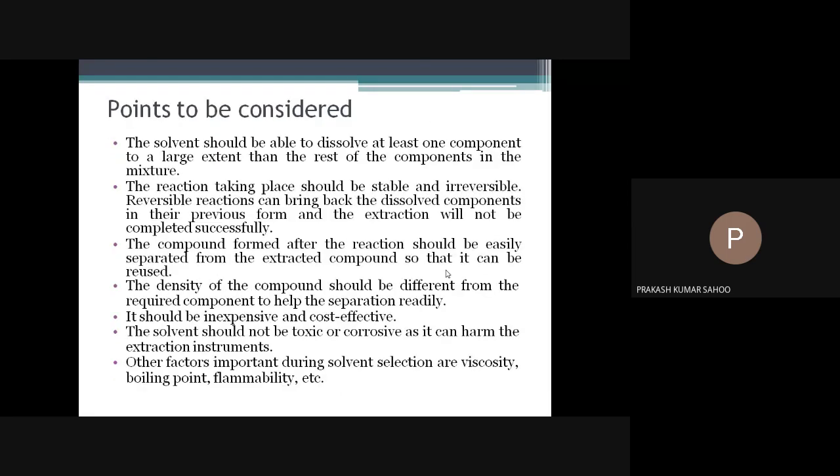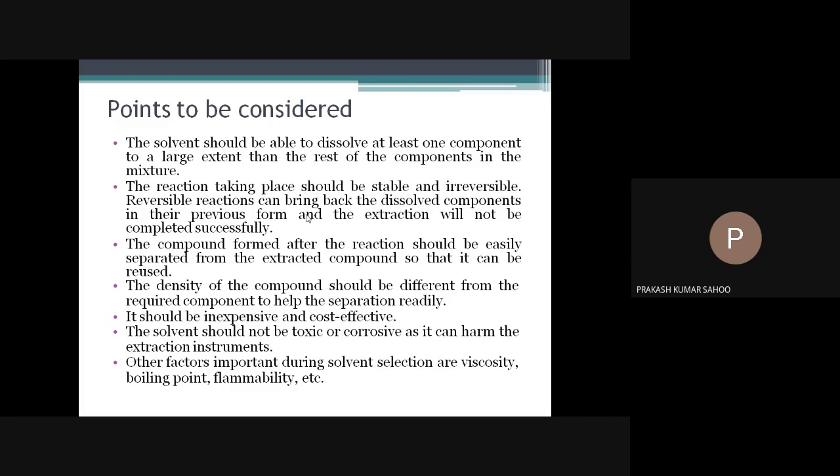The solvent should be able to dissolve at least one component to a larger extent than the rest of the components in a mixture. The reaction taking place should be stable and irreversible. A reversible reaction can bring back the dissolved component. It is very common that the reaction between solvent and solute should be irreversible. If it is reversible, then again the original component will reappear. The compound formed after the reaction should be easily separated from the extracted compound so that it can be reused. The density of the compound should be different from the required component to help the separation readily.